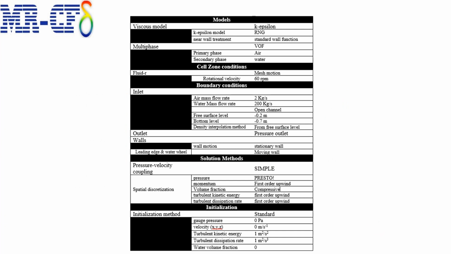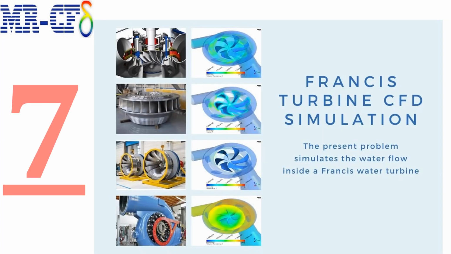Finally, a summary of different settings and setup that we have used in our project is presented to you in the slide. The present problem simulates the water flow inside the ANSYS water turbine. The meshing of the model has been done using ANSYS meshing software and the mesh type is unstructured. The element number is equal to 4,653,160. Also, the quality of the mesh is considered finer in the areas close to the blades.